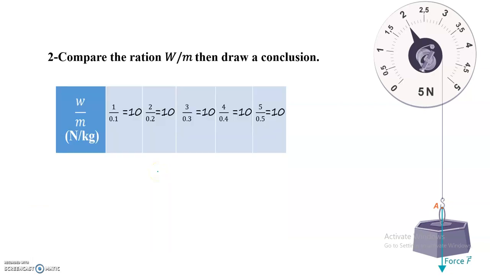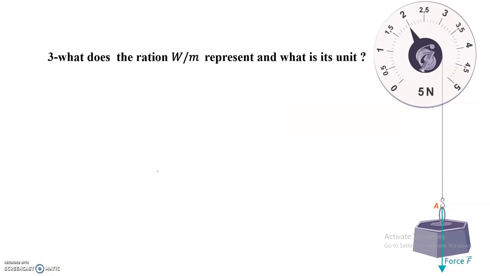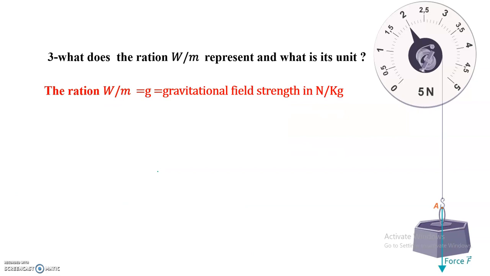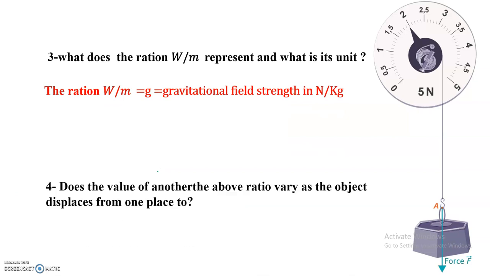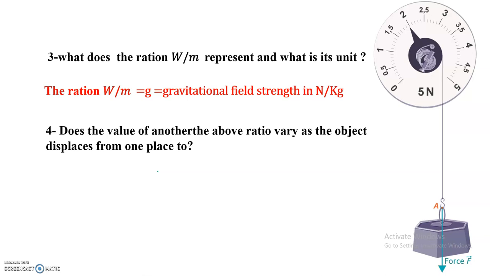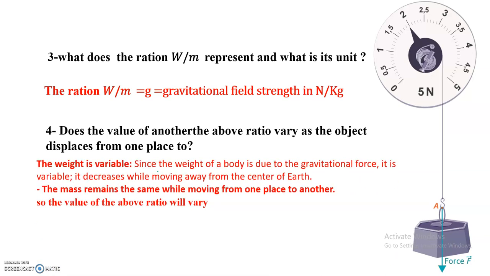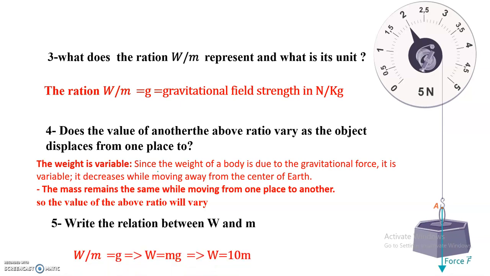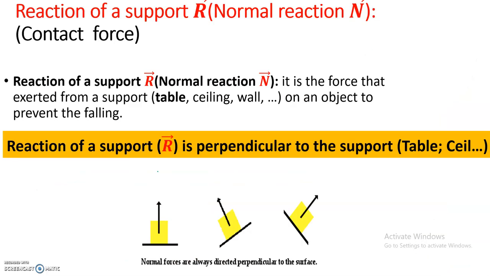So we observe that the ratio W over M is constant. So W and M are proportional. W over M represents the gravitational field strength. Its unit is Newton per kilogram. This value changes from one place to another place. Yes, it changes since the g changes from one place to another. What is the relation between W and M? W over M equal g. If I do a cross multiplication, W will be equal to M times g.